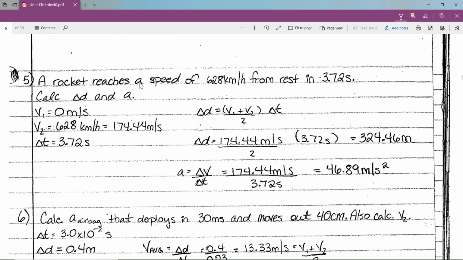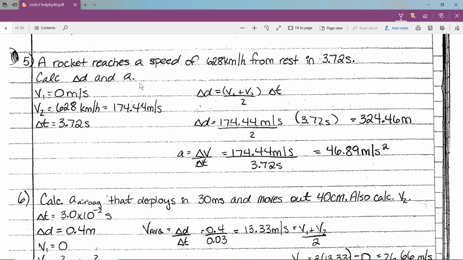Okay, let's talk about a rocket. Maybe a Houston rocket reaches a speed of 628 kilometers per hour from rest in 3.72 seconds. Calculate delta d and a, and let's also get v average as well. So v1 is 0 meters per second. That's when we're at rest. v2 is 628 kilometers per hour, but all this other stuff's in seconds. So remember, to go from kilometers per hour to meters per second, you divide by 3.6. The meters per second equivalent is always going to be smaller than the kilometers per hour equivalent. So v1 is 0, v2 is 174.44.